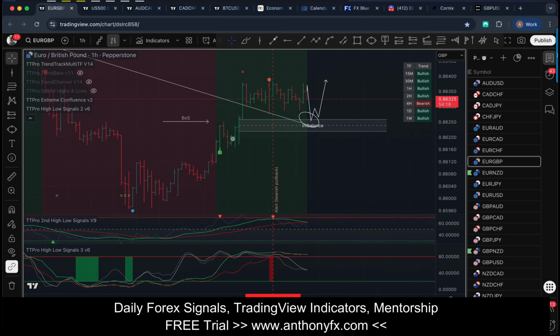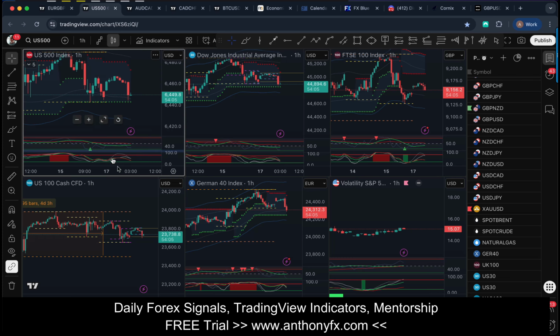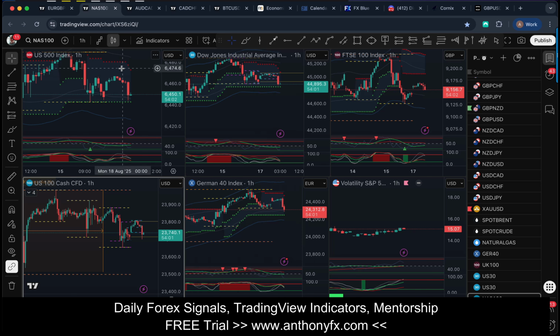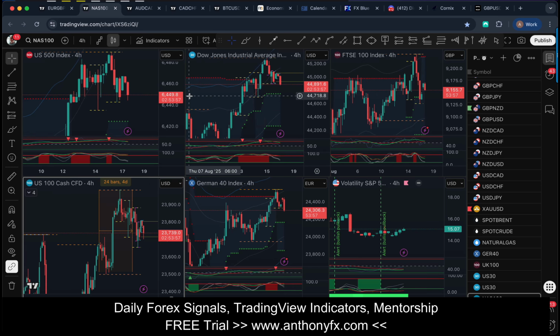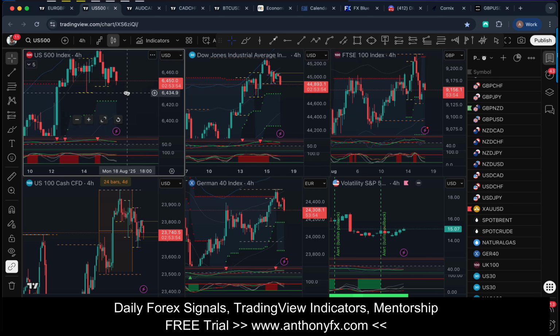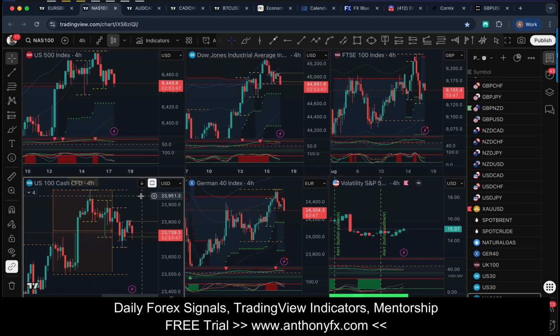Let's see if we get the pullback. Euro pound possibly bullish. We better have a quick look here at the indices. Wow, this could give us some interesting opportunities. See how this is bearish. I'm just wondering whether we see a deeper pullback here. That's a thought, guys. A little bit of bearish. It looks like it's under pressure.